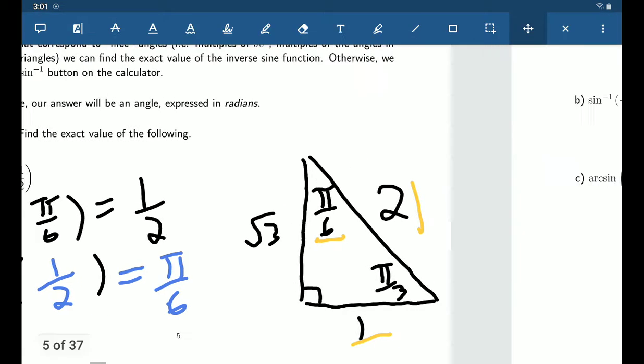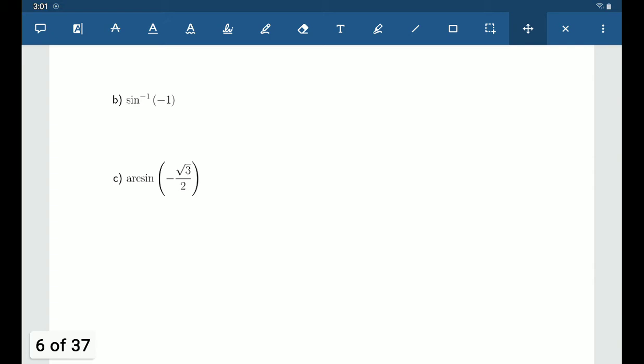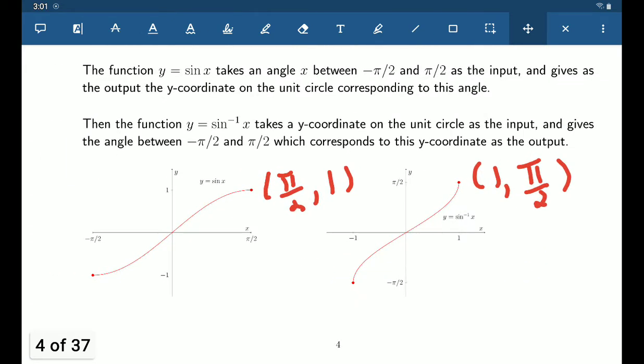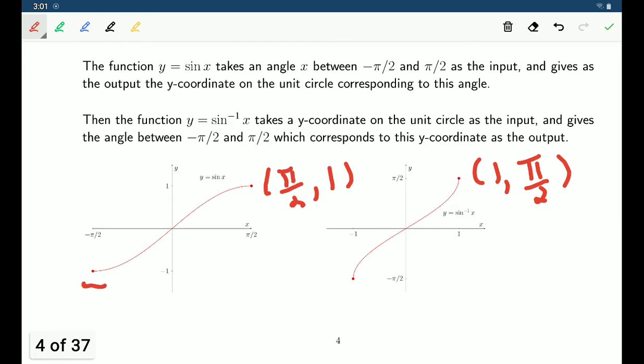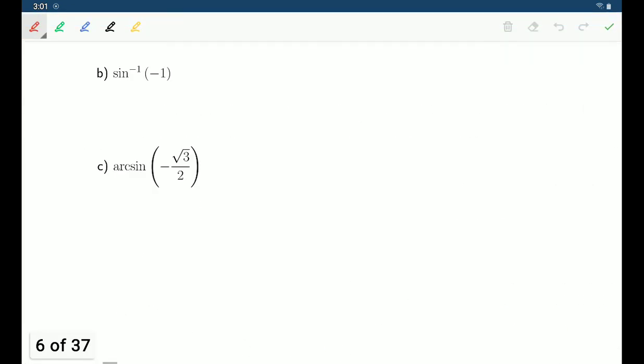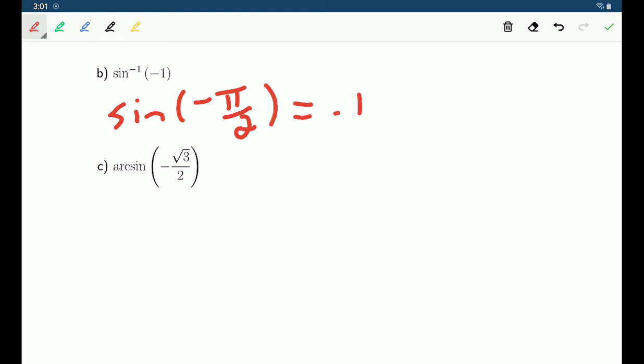Let's do another example. Sine inverse of -1. If you're thinking back to the graph that we had just looked at, we know on the sine graph that the y value of -1 happens when the x value is -π/2. So if I were to summarize that, I could say that sine of -π/2 is -1.